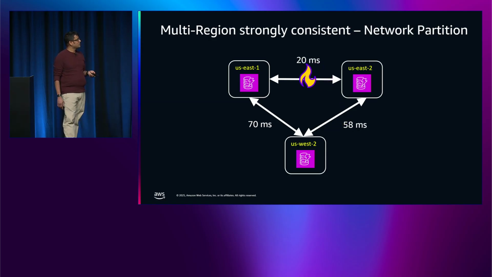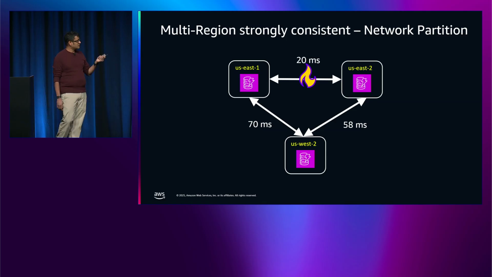Now, if there is a network partition between US East 1 and US East 2, this is the most interesting failure scenario. In case of asynchronous global tables, if there is a network partition between US East 1 and US East 2, the replication stops because it's a point-to-point, bidirectional replication.